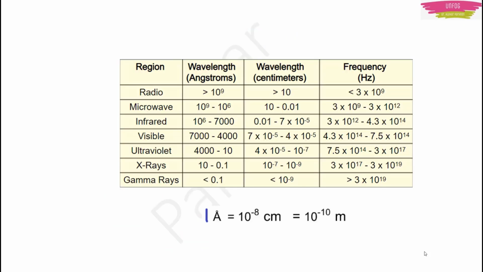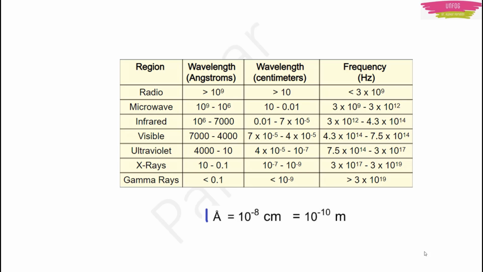And here I am giving you a table of the wavelength and frequency values for electromagnetic radiation. You better remember in angstrom, because they are asking in angstrom only. For visible light, the wavelength is between 7,000 to 4,000 angstrom. For radio waves, it is greater than 10 raised to 9. So this is in order. Radio waves have the highest wavelength, so they will have the lowest frequency. It will be less than 3 into 10 to the power 9.